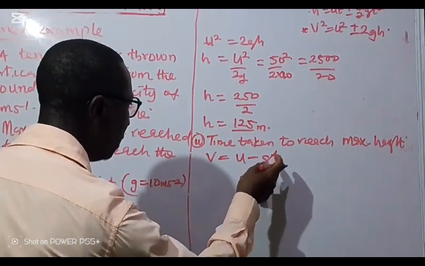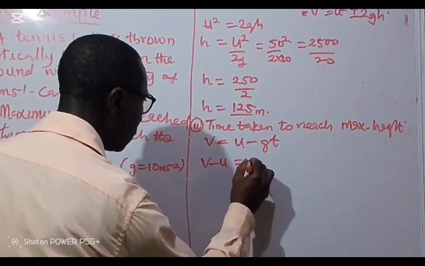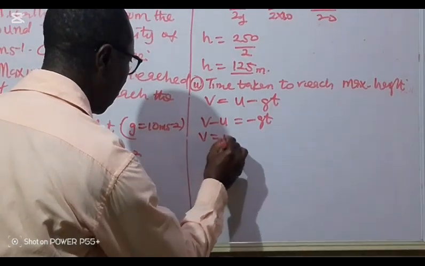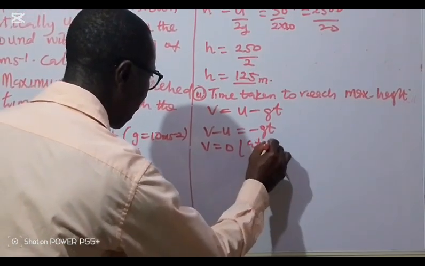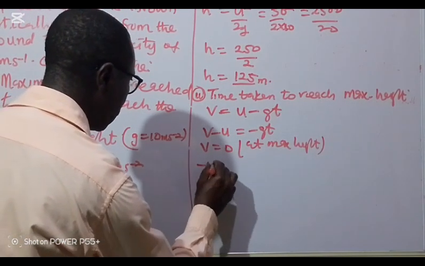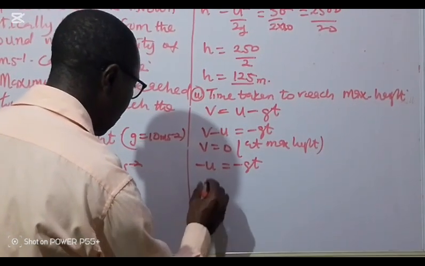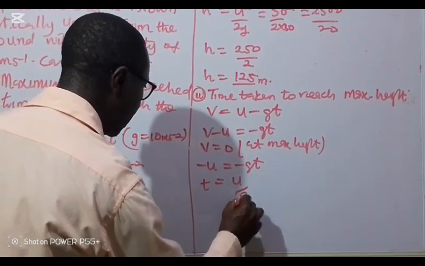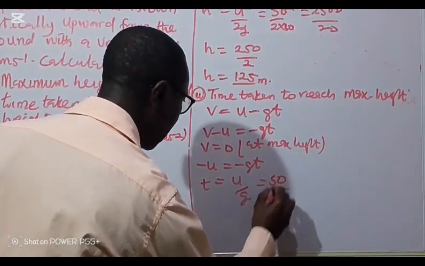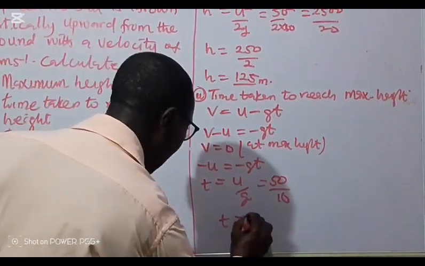But we need t. So we are going to have v minus u is equal to minus gt. v is equal to 0 as usual. Why? At maximum height, don't forget, v is equal to 0. So we are going to have minus u is equal to minus gt. So minus will cancel minus. So you have your t is equal to u over g. What is the value of u? 50. Then g is 10, over 10. So the time to reach the maximum height will be equal to 5 seconds.